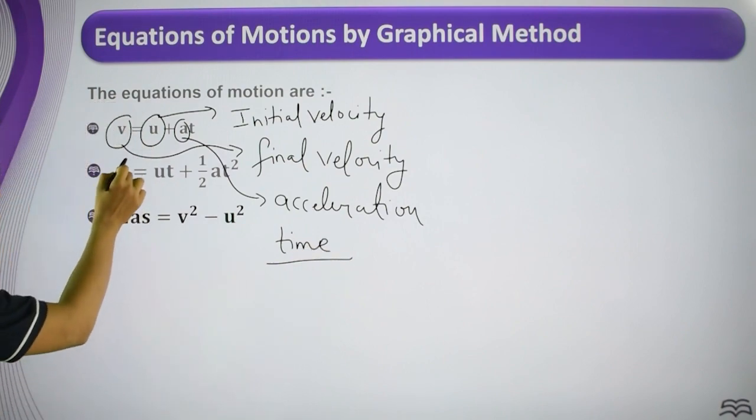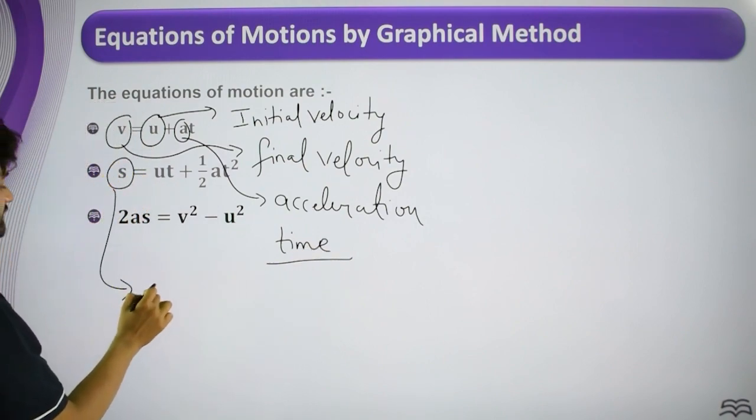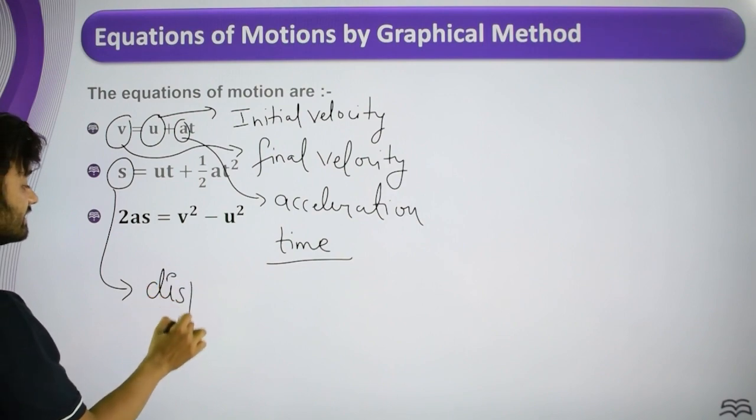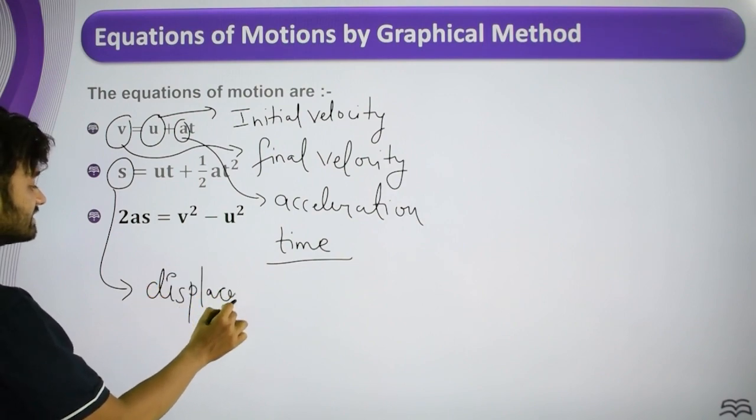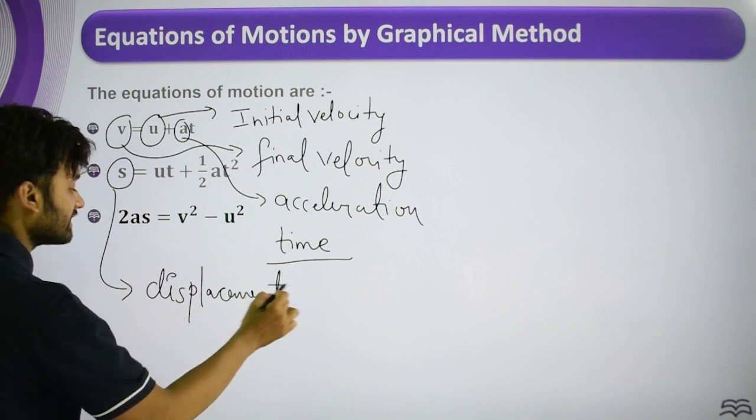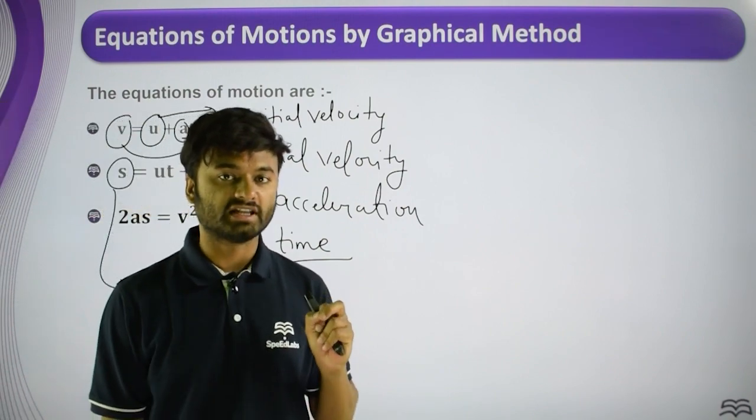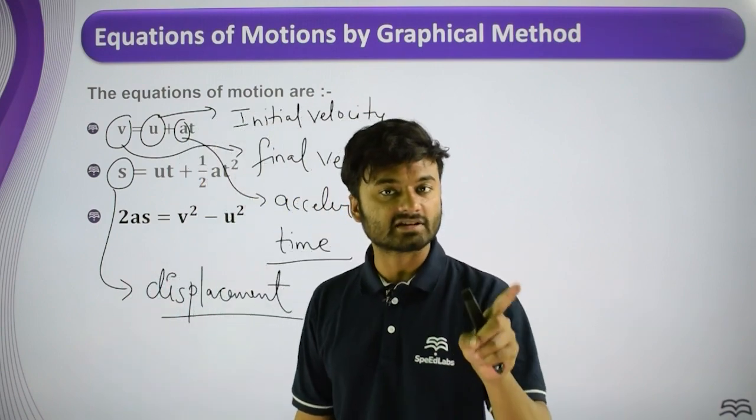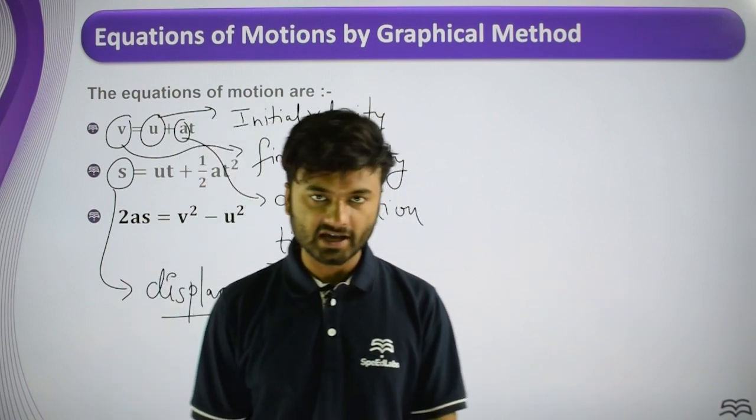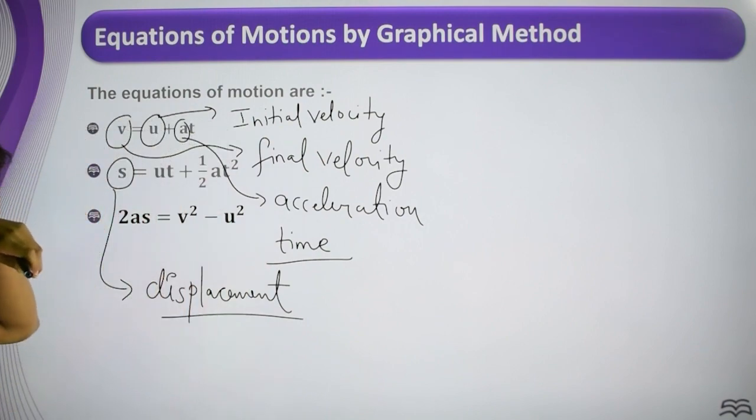Here s is a new thing, and this is not a distance, this is a displacement. Always remember, this is a displacement, it is not a distance. Students are often confused in this second equation of motion. They consider s as a distance, but it is a displacement. So these are the three equations of motion.